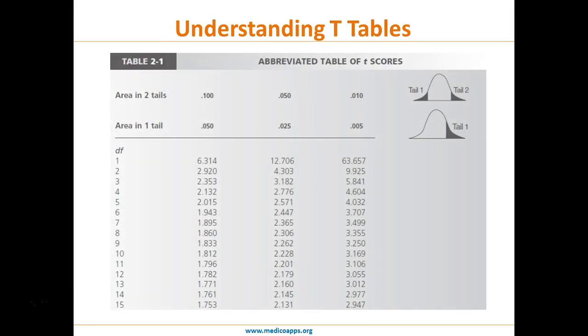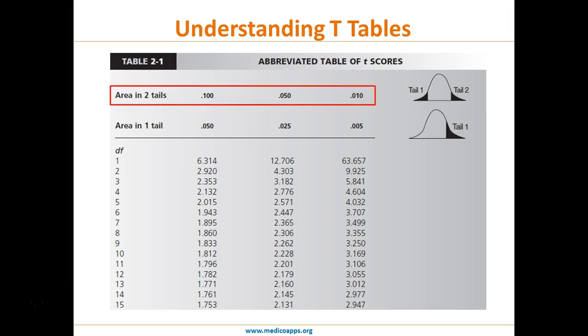Now, understanding the standard t-table. This is what a t-table looks like. There are a few things I'd like to highlight. First, you will see area in two tails. There is typically a two-tail test and a one-tail test when you are doing t-scores. So area in two tails will have 0.1, which is a 90% confidence interval, and 0.05, which is a 95% confidence interval. Area in one tail has 0.25 and 0.05. This is the 95% confidence interval which we generally use in medicine for a one-tail test, and this is the 95% confidence interval which we generally use in a two-tail test.